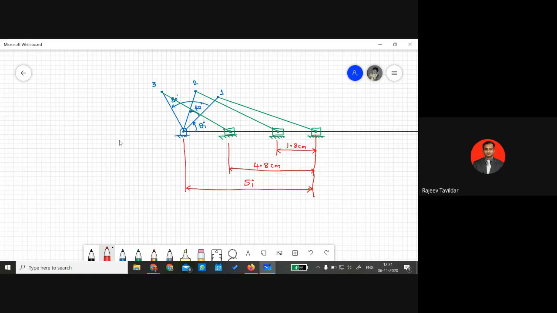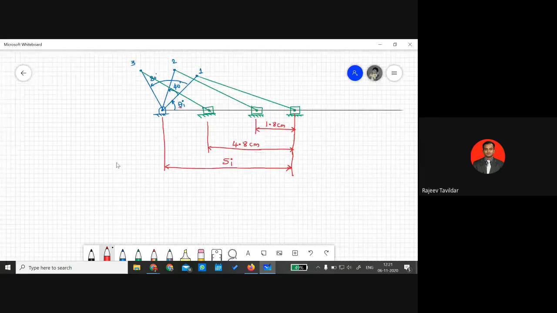Why have I written SI? Because this slider is with respect to position 1, but it is at an angle of theta I. So position 1 is at an inclination of theta I. So the slider should have a distance of SI from the pivot point. Once you write this, we have to make some assumptions. That is, I need to assume this theta I and I also need to assume this SI which I have just now written.